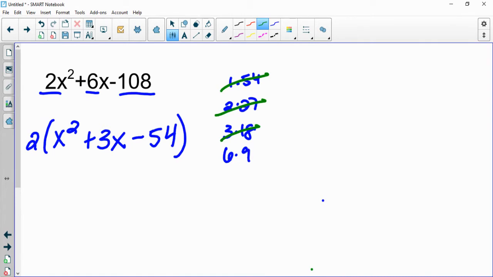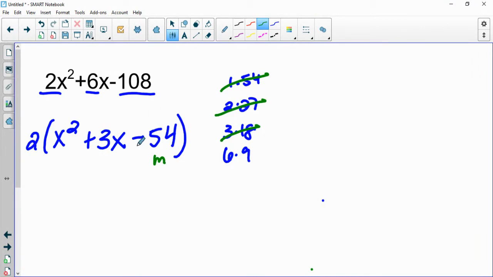We have to decide which one's going to be positive and negative. We need to multiply and get negative 54. So one of them has to be negative, because the only way to get a negative when you multiply is a negative times a positive. And we need to add together and get a positive 3. So if we make the 6 negative, that would be negative 6 times 9 would be negative 54, and negative 6 plus 9 would be positive 3. So hooray, we picked the right one.